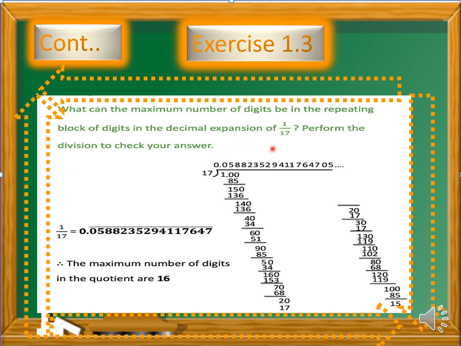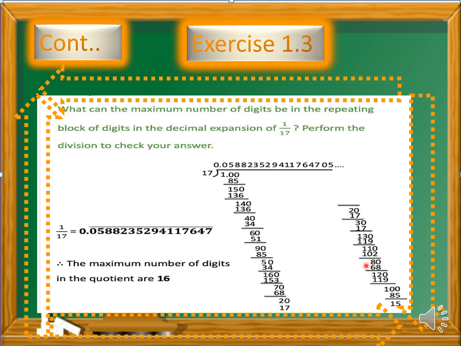When we add a 0, 17 into 1 should be taken, that is 17. 30 minus 17, we get 13. So 13 is a smaller number, we have to add a 0. So 17 into 7, 119, 130 minus 119, we get 11. 11 is a smaller number, we have to add a 0. So when we do like that, 17 into 6, 102. So 110 minus 102, we get 8.